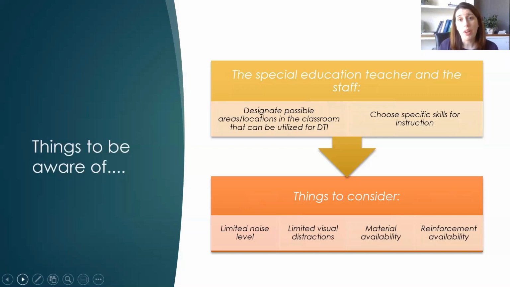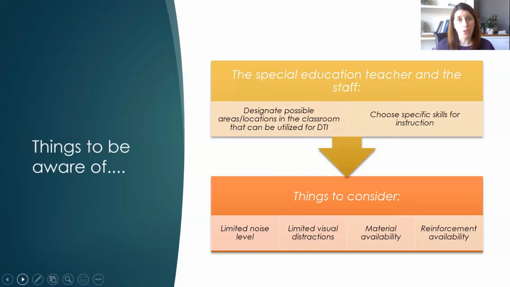So more things to be aware of: the special education teacher and the staff should designate possible areas or locations in the classroom that can be utilized for discrete trial. Within some discrete trial programs, there are cubbies to utilize, or just a quiet area working on the side of the classroom. I have seen classrooms that work with small groups or individualized one-to-one student-staff ratio, just dispersed throughout the room, working quietly.